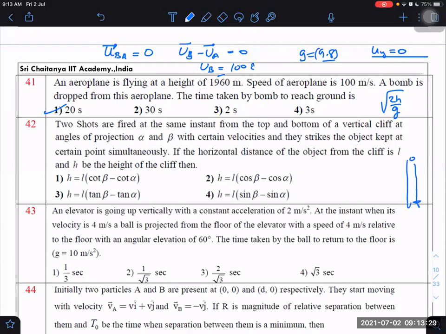Do it. You will get the answer 20. Or wait, let me check. 2 into 19.6. Sir, 2 into 20 only. Root of 400. 20 only, sir. 20 is the correct answer.